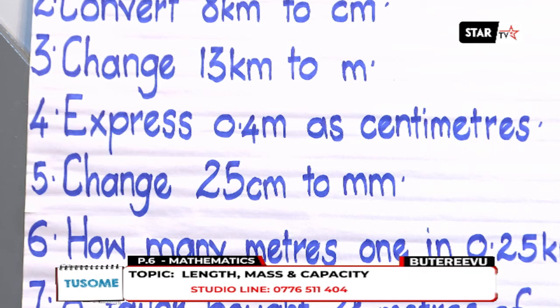1 centimeter equals 10 millimeters. That's correct and wonderful. Go on. 25 centimeters times 10 equals 200.